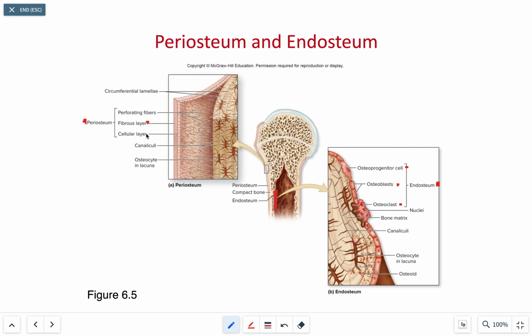This inner cellular layer gives a little bit of an illustration. It has these anchoring collagen fibers shown here. These little anchoring collagen fibers are important. They're also called perforating fibers.